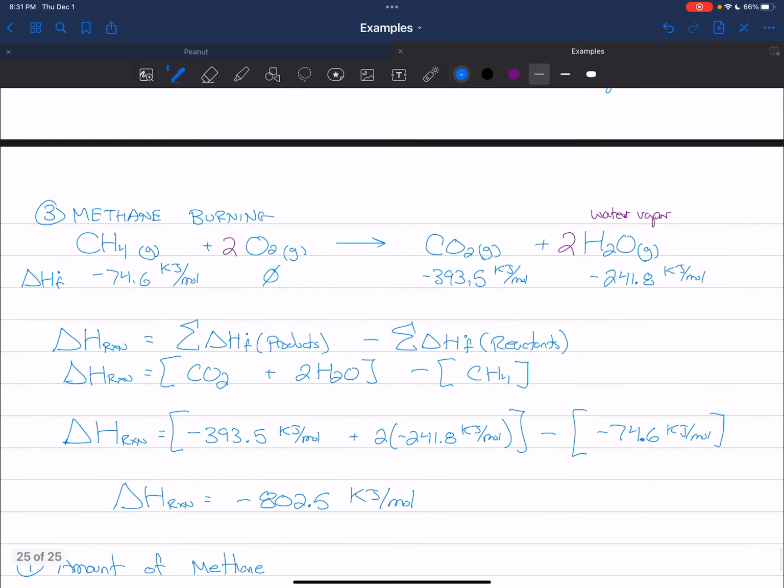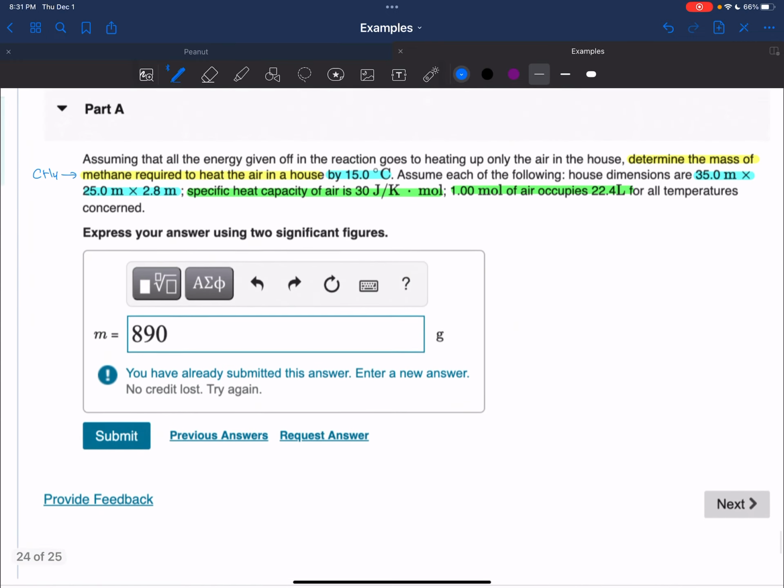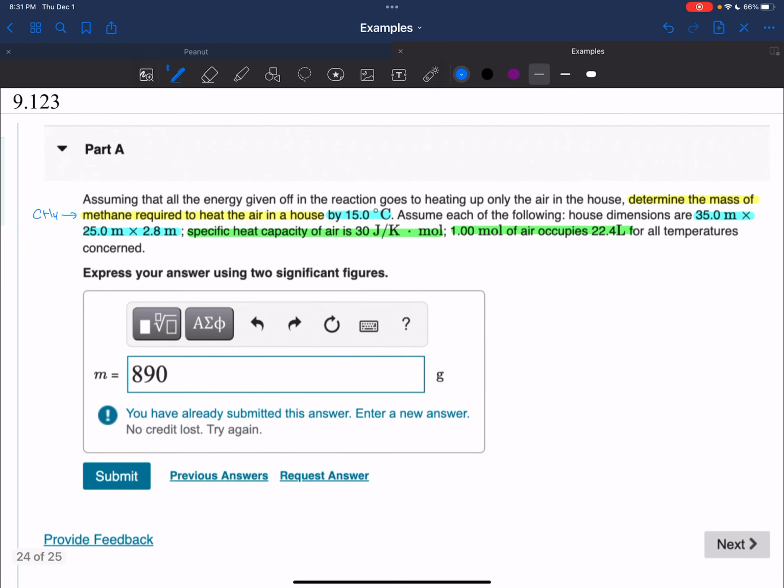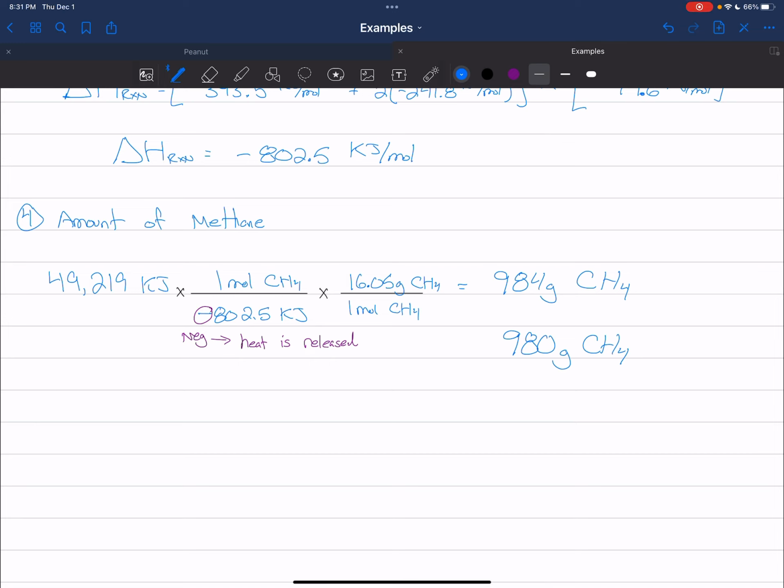All right, go back up to the top. I'm not so sure if they're going to count that as 1 sig fig in Pearson, but I'm looking at 2 sig figs right there. So I'm assuming we're going to have 2 sig figs. So if I have 2 sig figs, I'm going to say 980 grams of CH4. So that is this problem. Hopefully that makes sense. Have a good one.